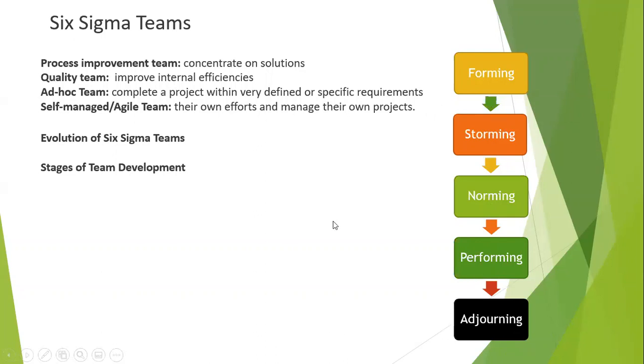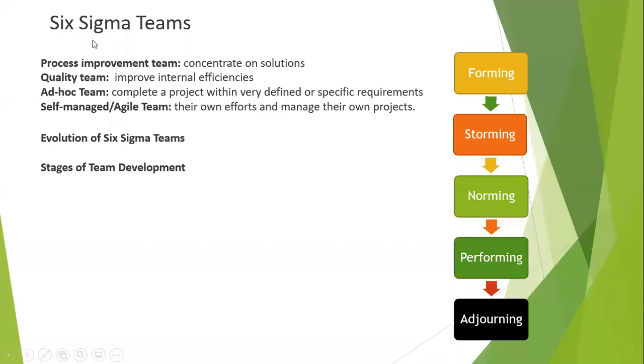Okay, and if, for example, the team is continuously going on, there won't be any adjourning. It will continue with the performing phase. Okay, and the process improvement team. Whenever you create any Six Sigma team, there are multiple types of teams we can create. Process improvement team: the team is created only to do process improvement. They will concentrate only on this particular solution.